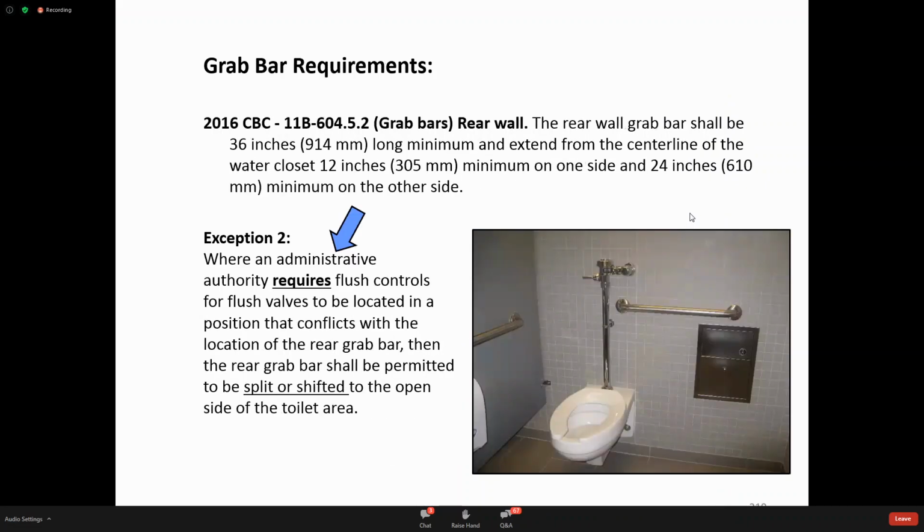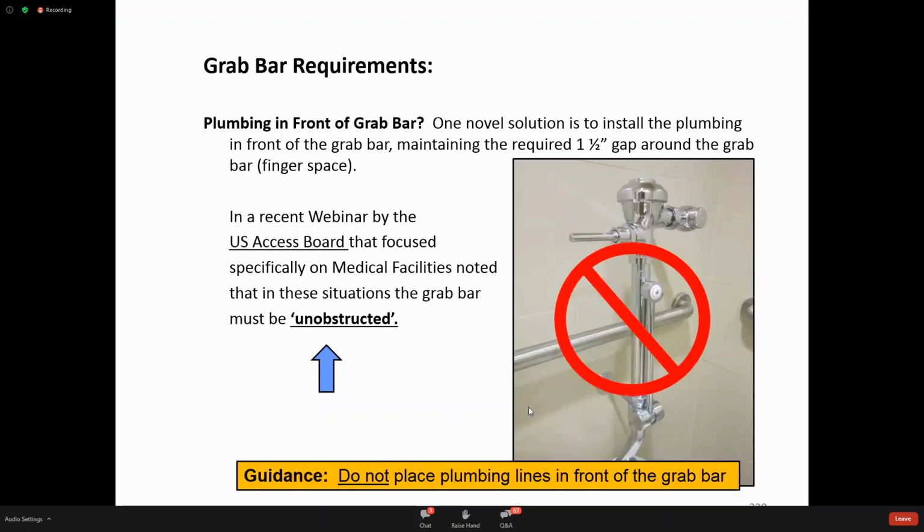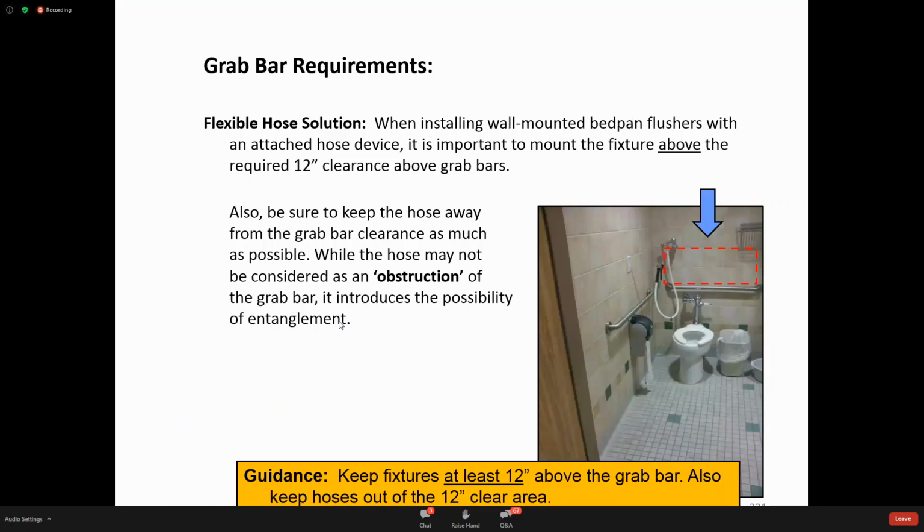So where this takes us, you have very, very few alternatives. OSHPD is saying they're not going to allow you to split the grab bar or move it to one side, and they're not going to allow you to put the plumbing in front of the grab bar because that obstructs the use of the grab bar. So your choices almost exclusively come down to using a flexible hose. And I've got to point out here on this slide, you have to maintain the area above the grab bar open in the accessible patient rooms. So this is a very complicated little thing to work through.